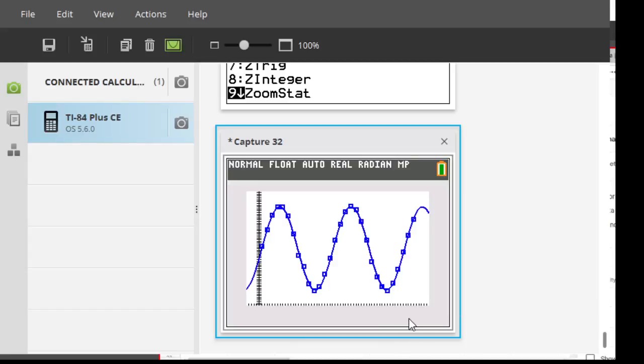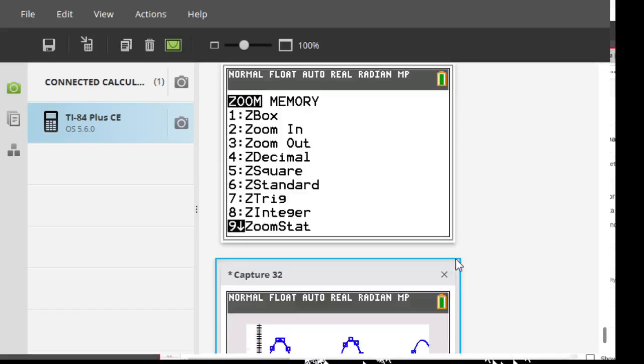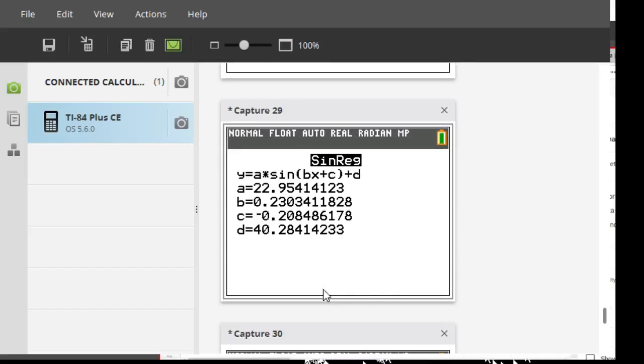So explain why a sinusoidal function can be used to model the data. A sinusoidal function can be used to model any periodic data. And because the moon has a period, it has a regular repeating pattern, a sinusoidal model can be used to fit it. The equation of the sinusoidal model is the one that we got back here from our regression, which answers part C. Part D, the maximum angle of the moon, will be our A plus D. So that will be roughly 63 degrees.